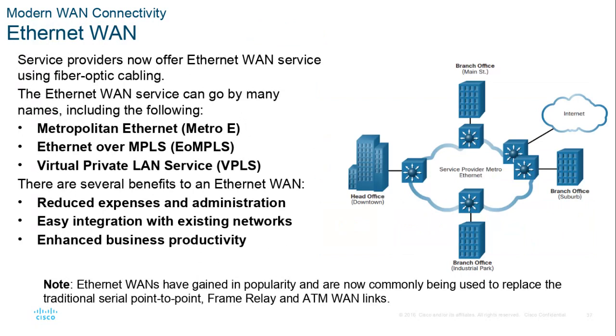So, Ethernet wide area networks and Metropolitan Ethernet, Ethernet over MPLS, virtual private LAN service. Easy integration. This is the killer feature. It's easily integrated with your existing networks because the service provider hands you a little box with an RJ45 on it, and you just plug it into your existing network. And the expenses and administration are reduced, and so that's what most people have gone with.